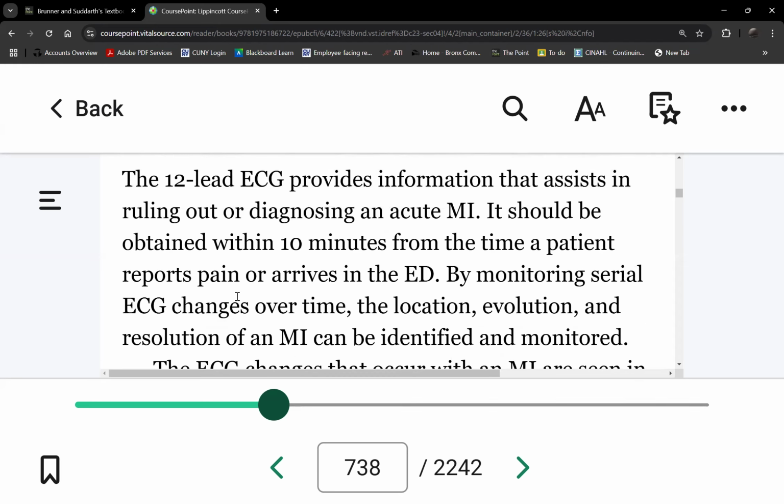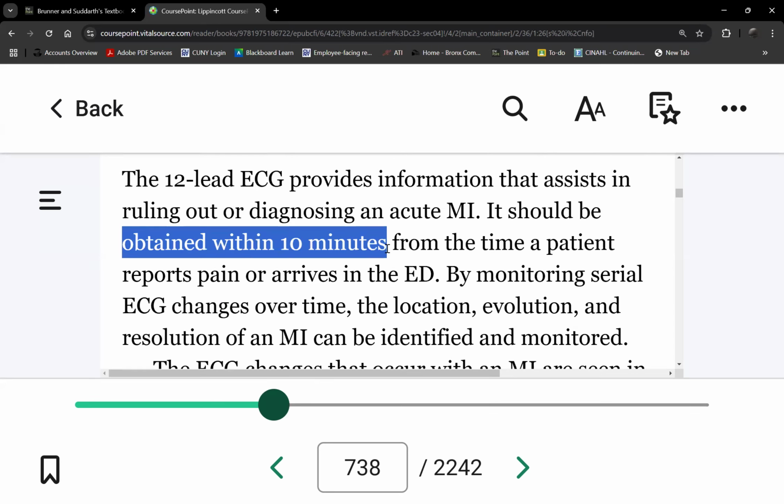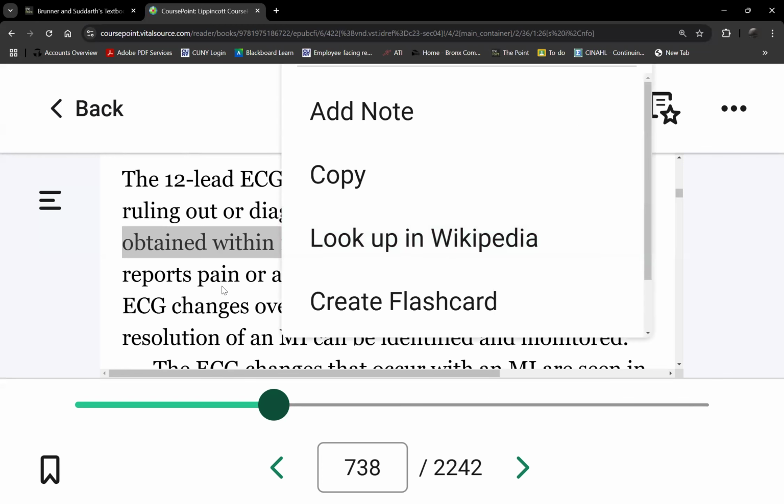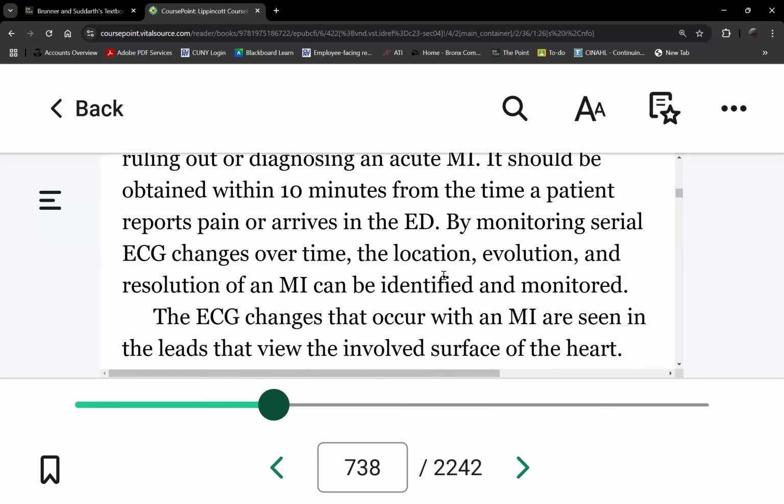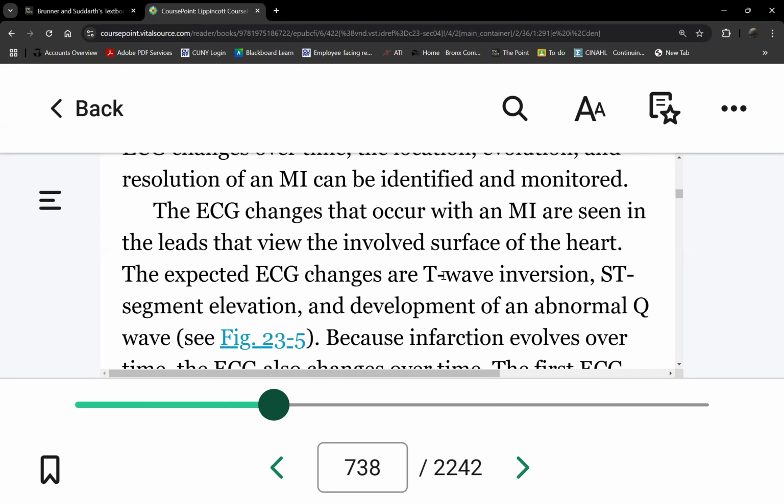Okay, as described again, we need to obtain an ECG within 10 minutes of arrival. Usually there's an ECG already in the ambulance, but let's say the patient did not arrive by ambulance, then we still need an EKG. Plus the doctor may want to repeat the ECG upon arrival as well, just so we get documentation. We'll use the ambulance one as support for the diagnosis, but we still get our own.